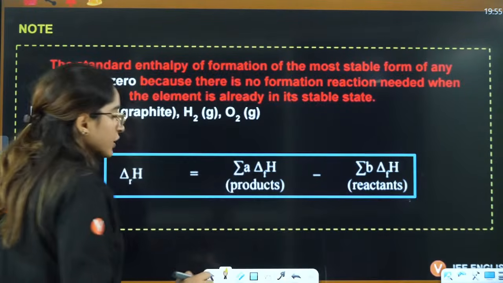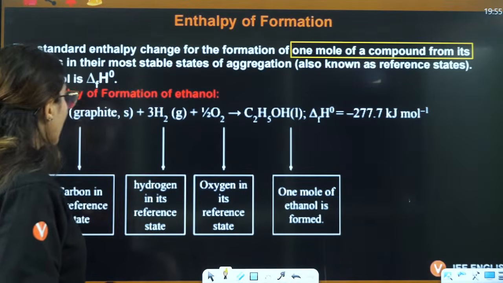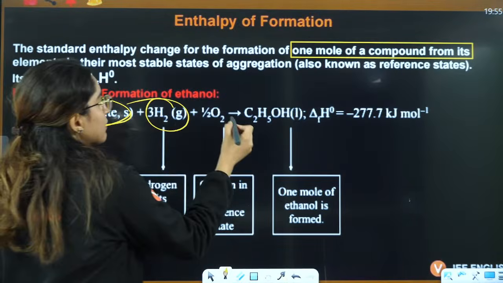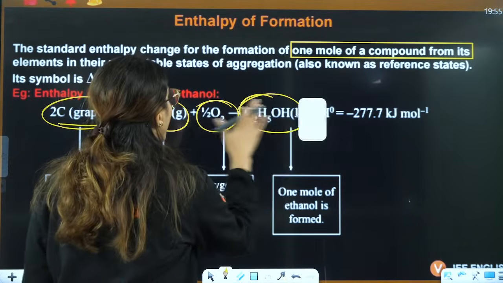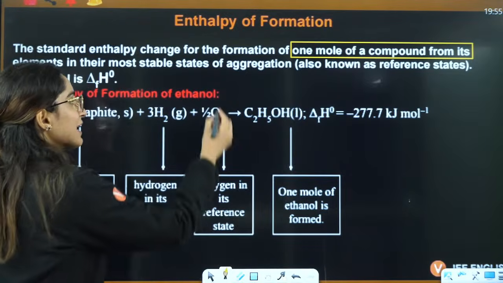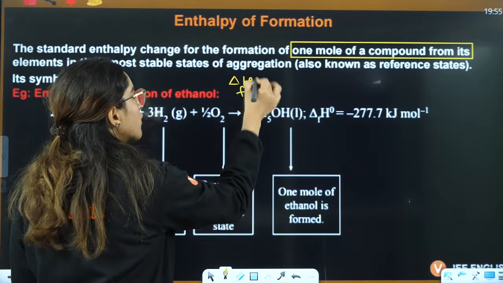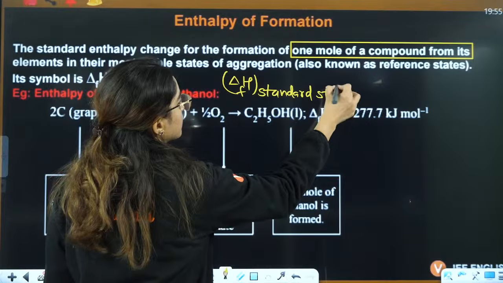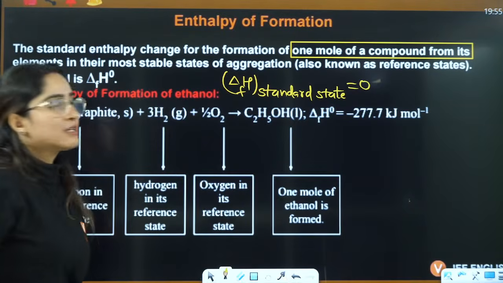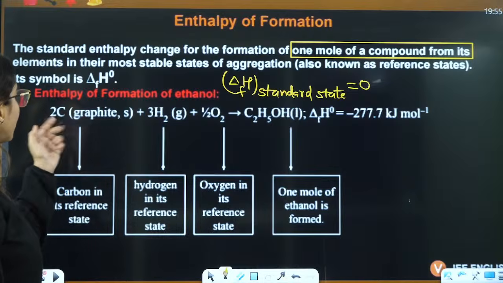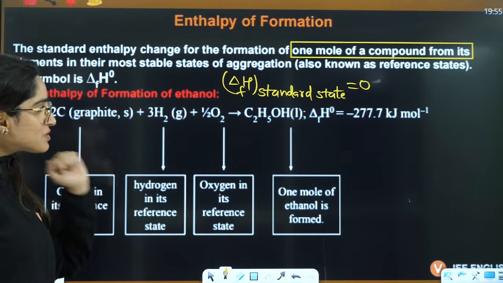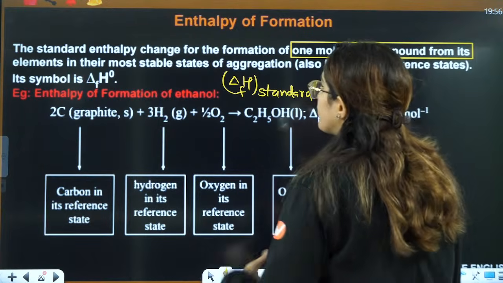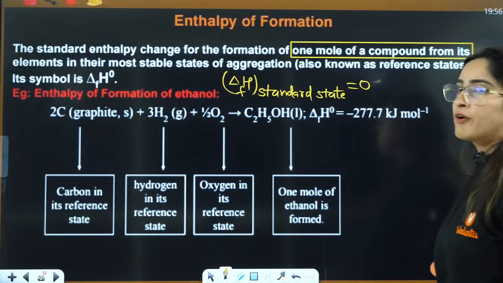Whenever they give you the enthalpy of formation of this, this, and this, all of it is given. And always remember, the enthalpy of formation of standard states is 0. That means no enthalpy is required to make carbon graphite. It is natural. H2 is natural. O2 is natural. So they will not have any enthalpy of formation. But this whole thing is enthalpy of formation.